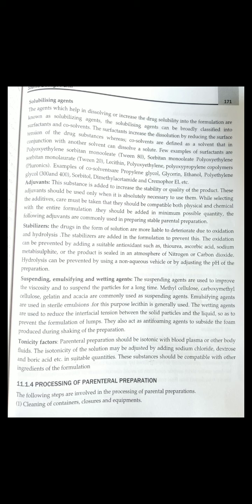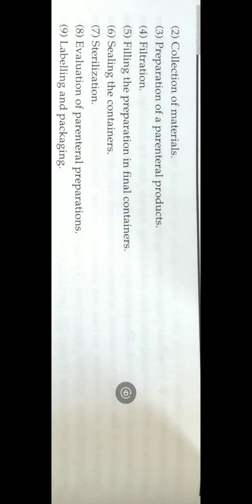Now we will see the points of processing of parenteral preparation. Means while preparing a parenteral preparation, which steps, which processes we have to follow. First one is cleaning of container, closure, and equipment. Next one is collection of materials, preparation of parenteral product, filtration, filling of preparation in final container, sealing the container, sterilization, evaluation of parenteral preparation, and last one is labeling and packing. Tomorrow we will see all these processes in detail.